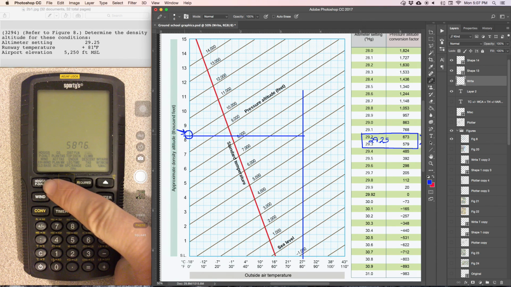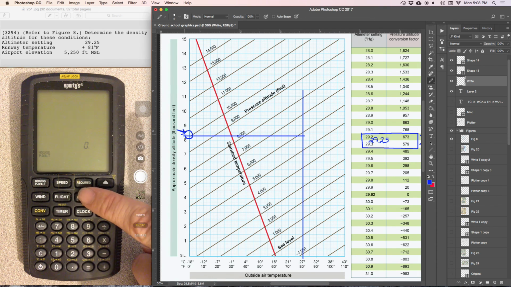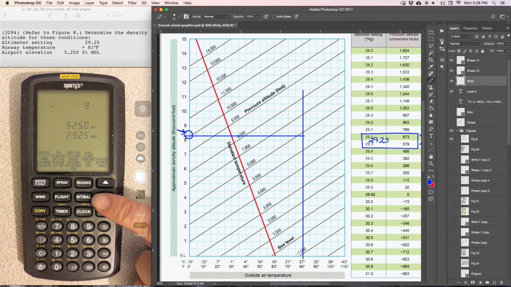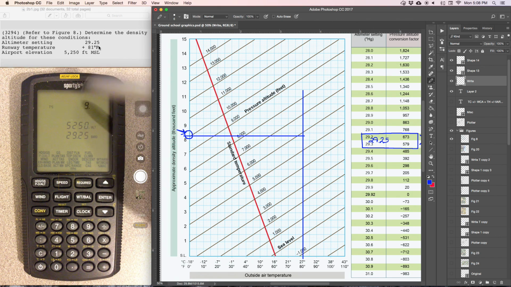Using the E6B, we're going to go into the headings, pressure, density, altitude, and we're going to enter 5,250 feet. Altimeter setting is 29.25. Now what we're given is the temperature in Fahrenheit, 81 degrees Fahrenheit. But what you'll notice is that the function is asking for Celsius.